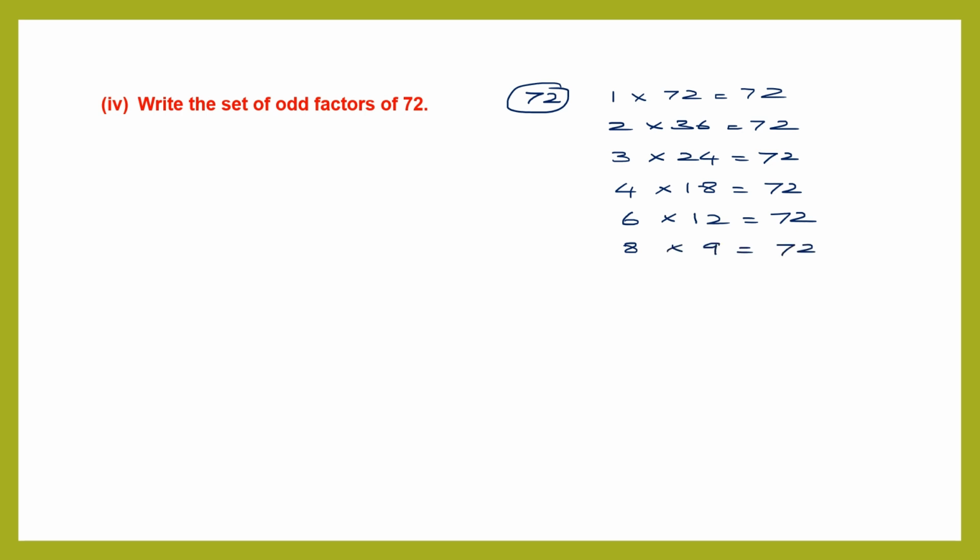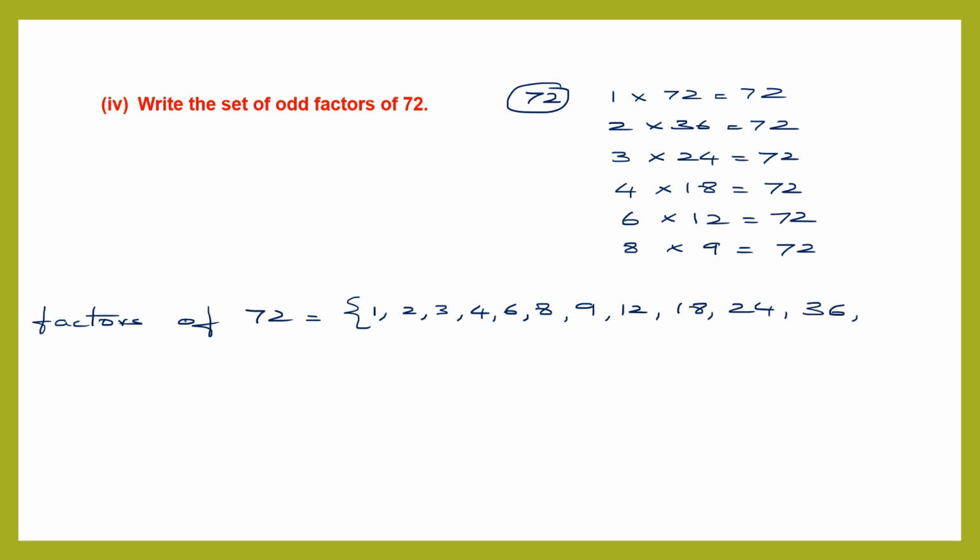And then you go to 9, and 9 is already there. So these are all the factors of 72. So let's write down all the factors of 72. Factors of 72 are 1, 2, 3, 4, 6, 8. Then we have 9, 12, 18, 24, 36, and 72. These are all factors of 72. All these numbers are factors.